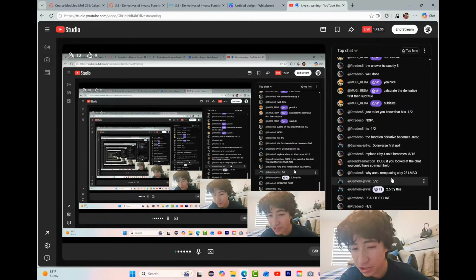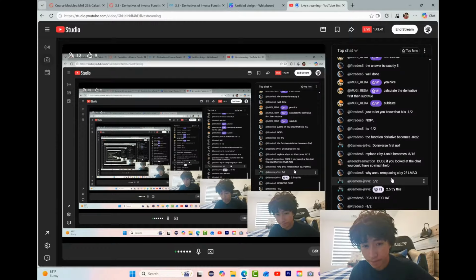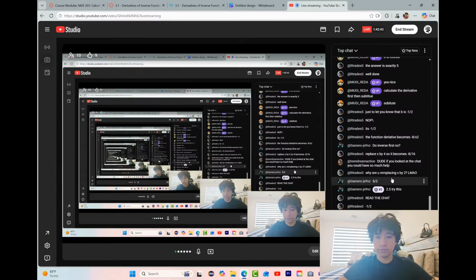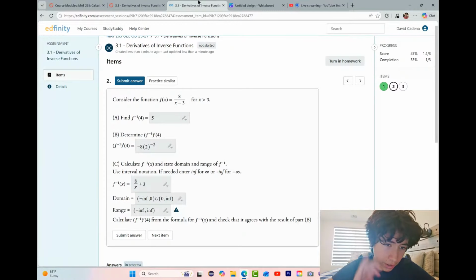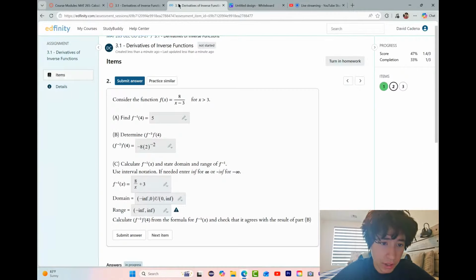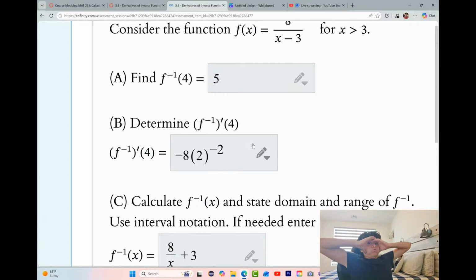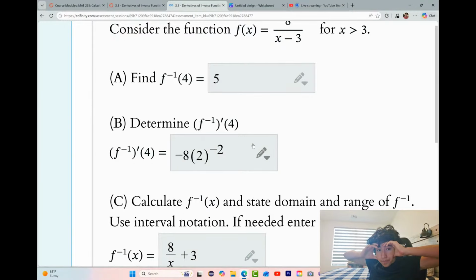Negative 1/2 is the answer. 5/2. Oh, no, not 2x. Oh, x squared. My bad. X squared. Gotcha. Okay, here. I believe you. I just want to see how we got there. Hold on. It's asking me to plug in 4. Do I plug in 5 or 4?